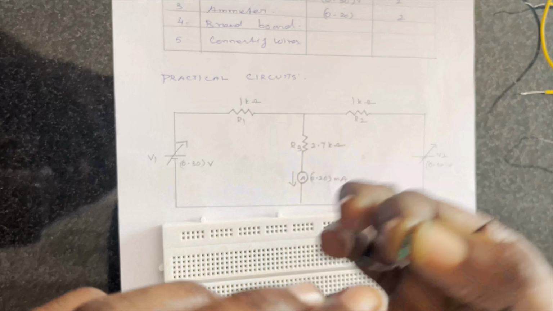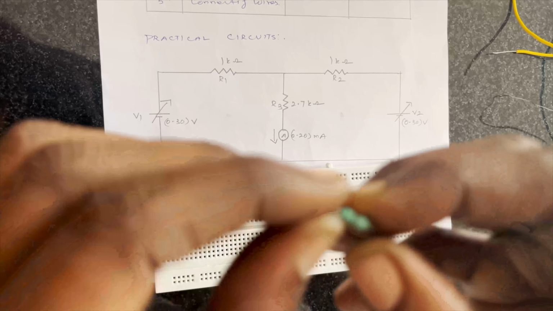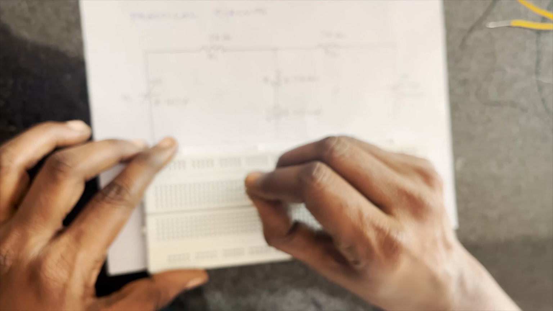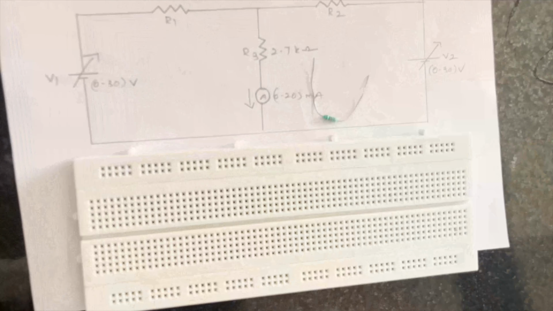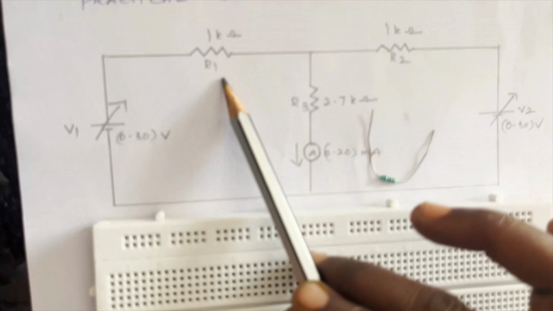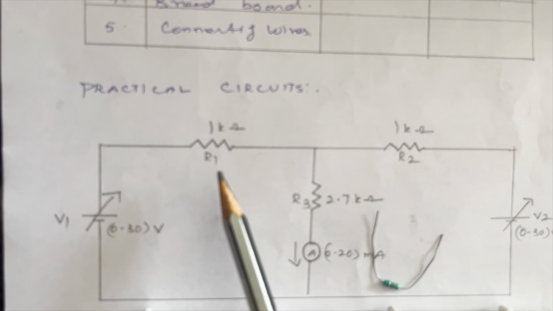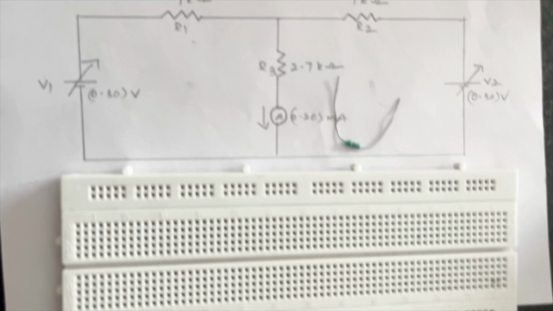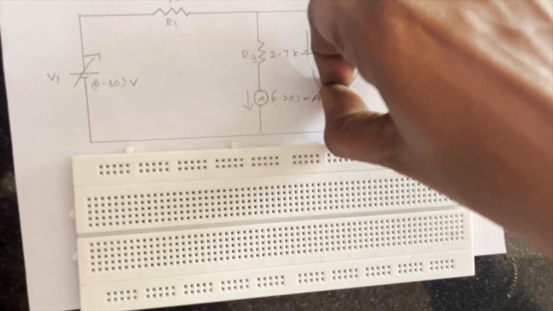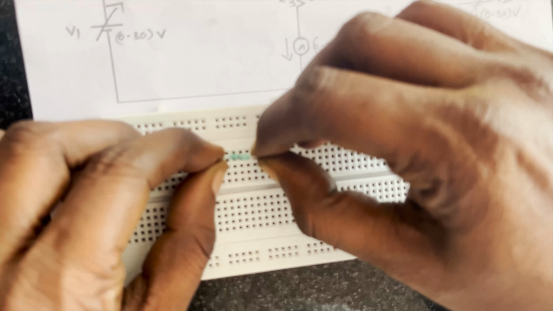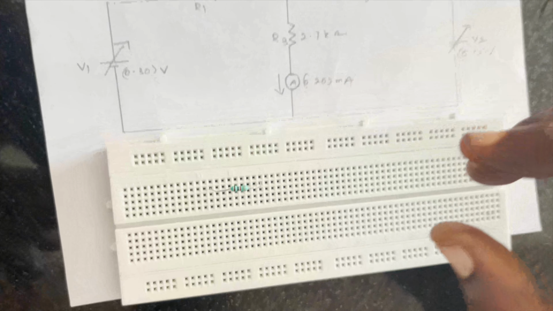First of all, I have to take the 1 kilo ohm resistor: brown, black and red. I have to put it here. See the circuit, R1 equal to 1 kilo ohm now. So we have to connect R1 equal to 1 kilo ohm. I have to place it here. R1 equal to 1 kilo ohm.